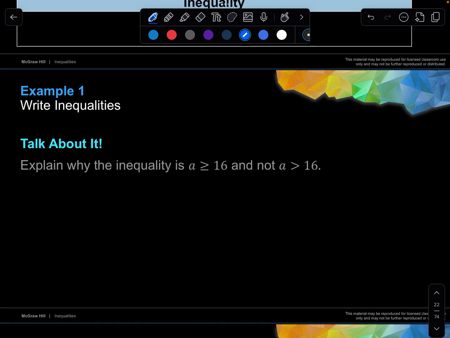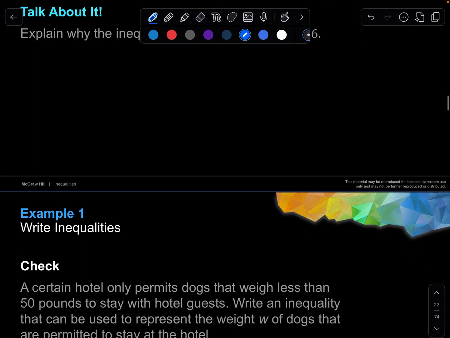Now, why is our inequality A greater than or equal to 16 and not A greater than 16? Because the inequality A greater than 16 means that I must be older than 16. You can't be exactly 16, but you can be 16 or older to have a driver's license.